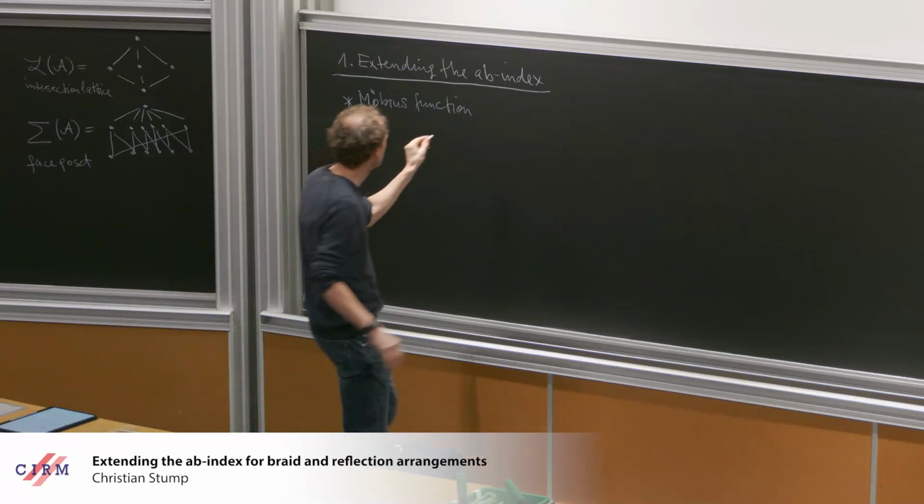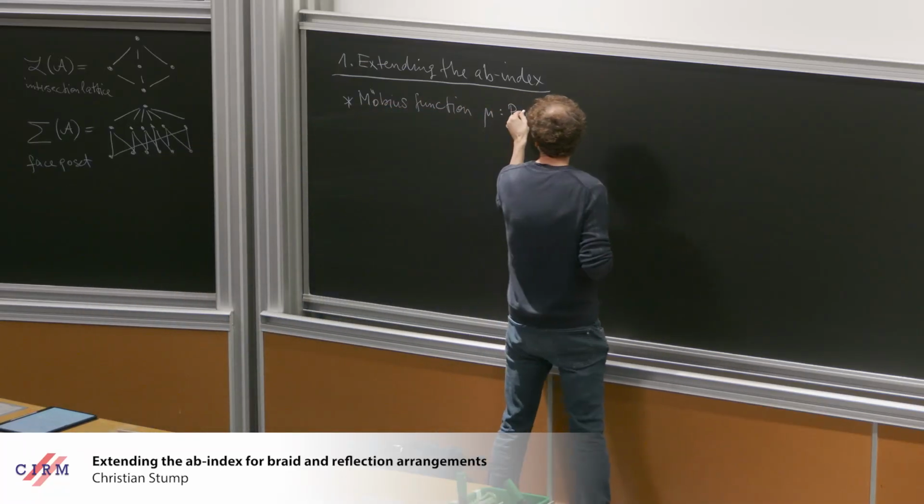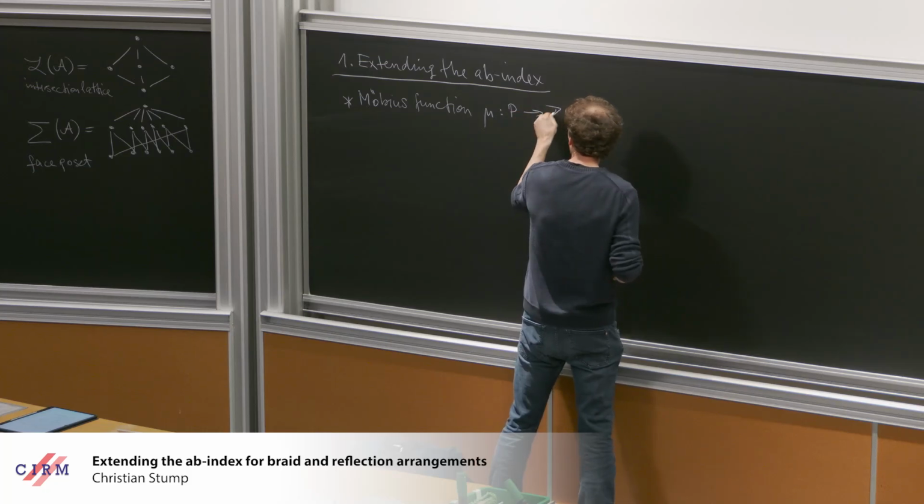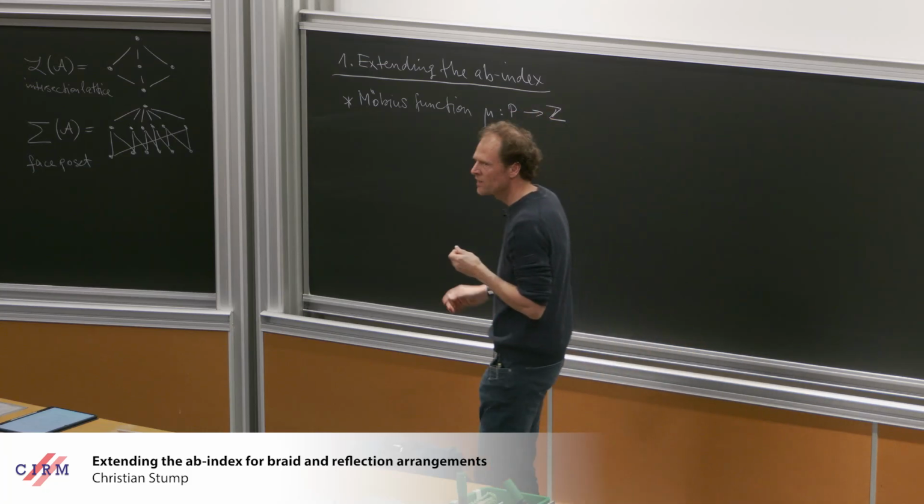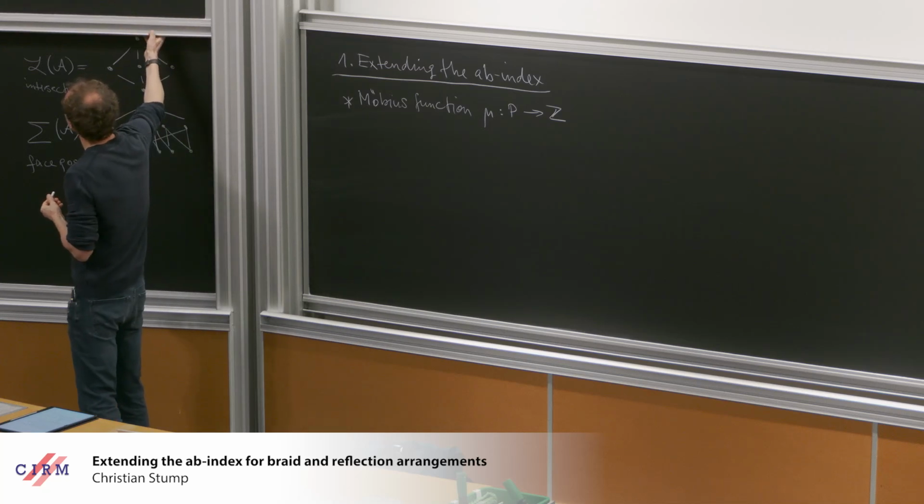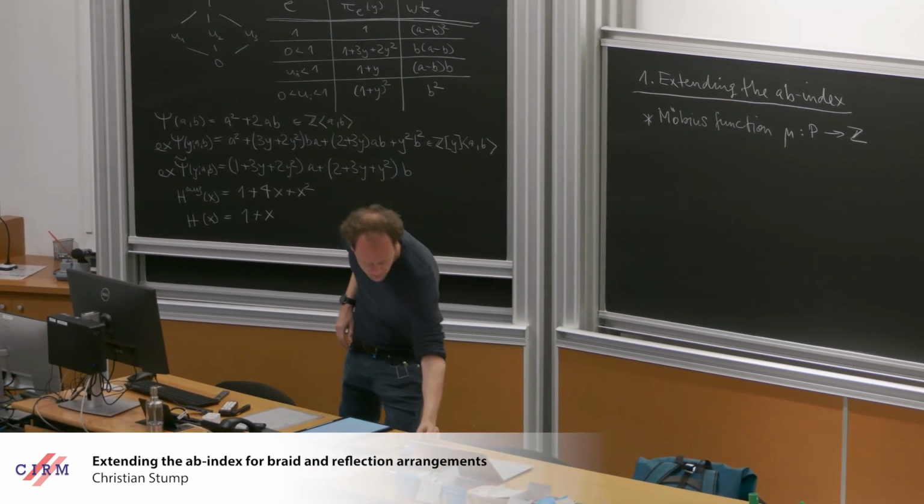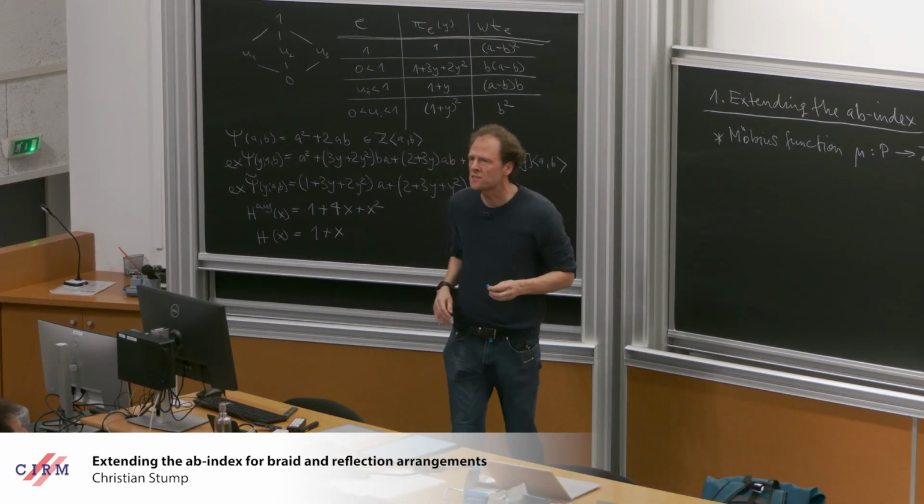So it goes, in the way that we define it here, from the poset to the integers. And in the example here, the idea is that for the Möbius function, we want the bottom element of the poset to get the value 1.